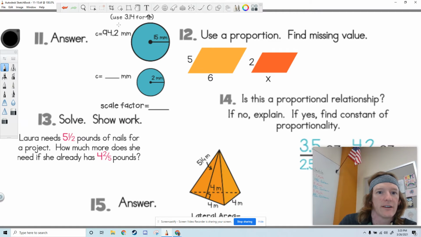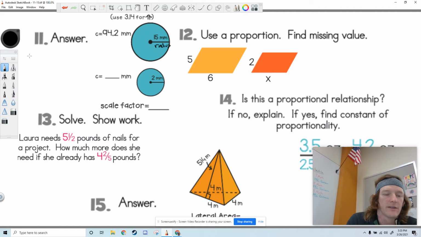Number 11, we need to answer. We need to find the circumference of this bottom circle. They tell us the circumference of the top circle is 94.2 millimeters, and they give us the radius, which is halfway across the circle. They tell us the radius is 15 millimeters.